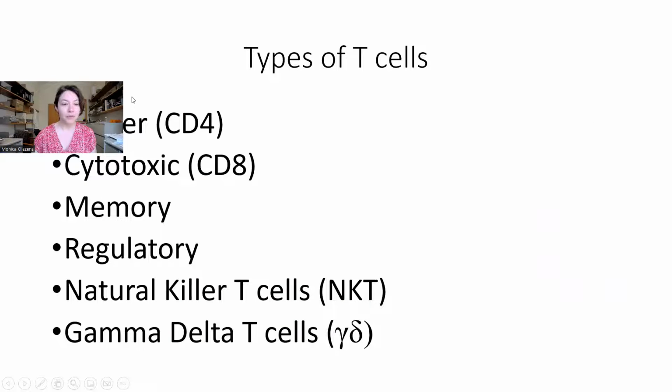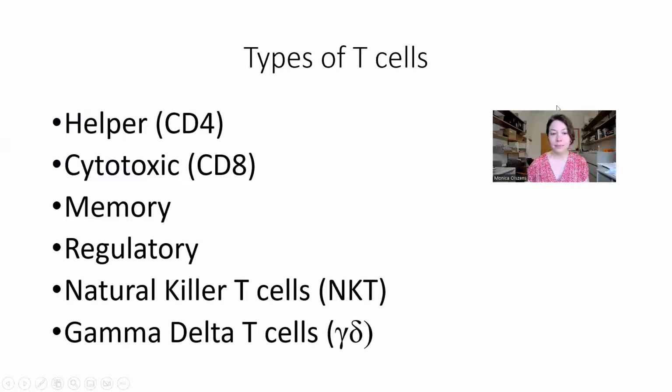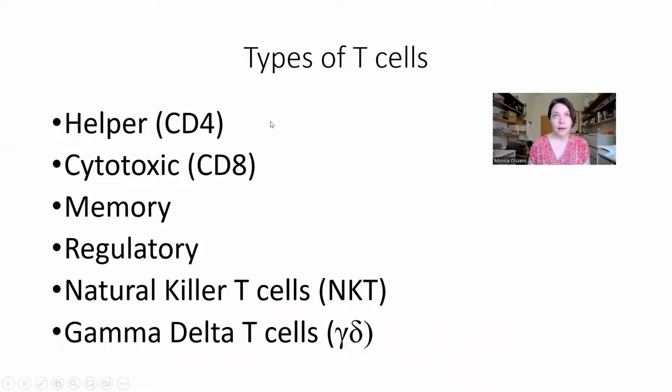Okay, so let me move my face out of the way. Types of T cells. If you pick up an immunology book, they go back and forth between the descriptive name and then like the shorter name. So the descriptive name is a helper T cell, CD4, and then there's cytotoxic, CD8. And the descriptive names actually tell you what they're going to do. There's also memory T cells, regulatory T cells. We'll come back to that when we talk about autoimmune disease. Natural killer T cells and gamma delta T cells.